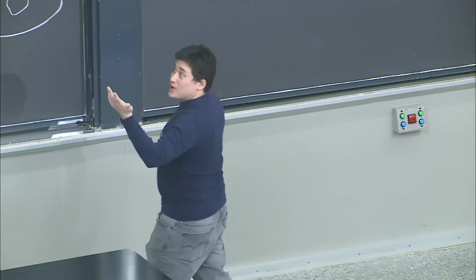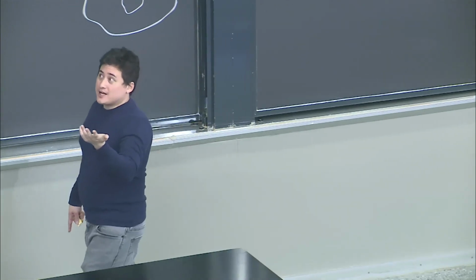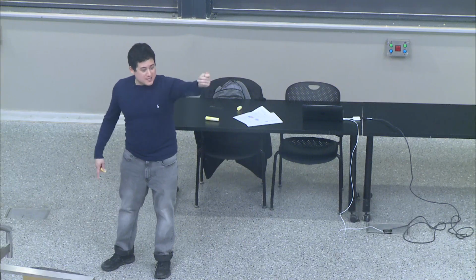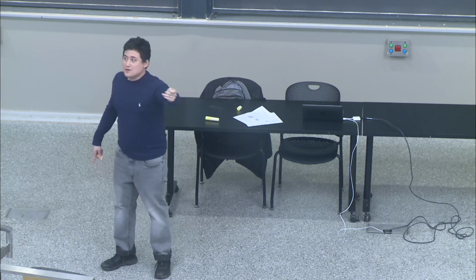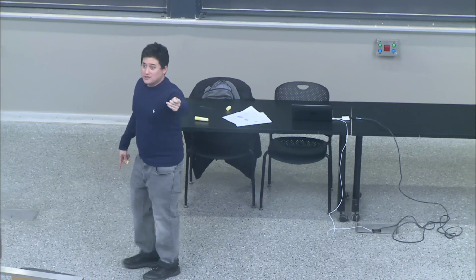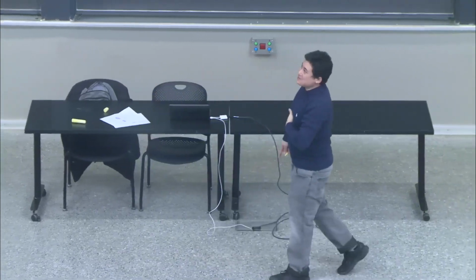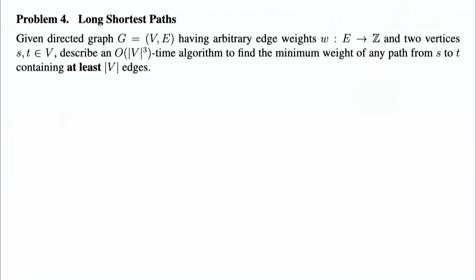But in the context where I don't have negative weight cycles, one of the things we showed was that if no negative weight cycle is traversable from S to T, then my shortest path is going to be simple. But that doesn't seem to apply here either, because we need to have a non-simple path. So what do we do?